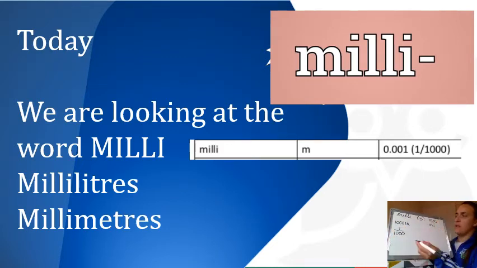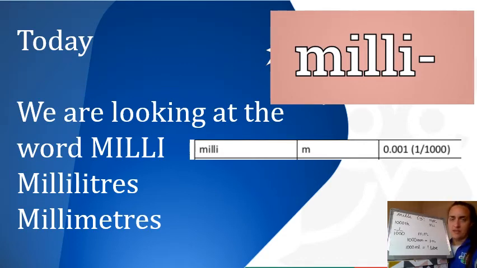So if you are looking at a millimetre, we are looking at 1,000th of a metre. There are 1,000 millimetres in 1 metre. Equally, there are 1,000 millilitres in 1 litre. So these are the really important conversions to remember today.